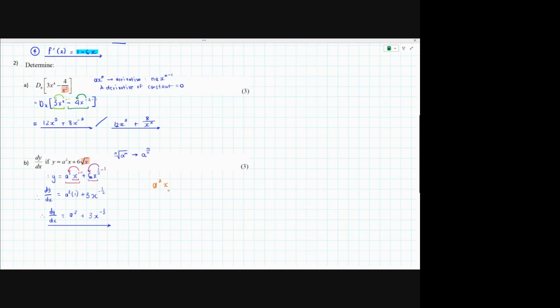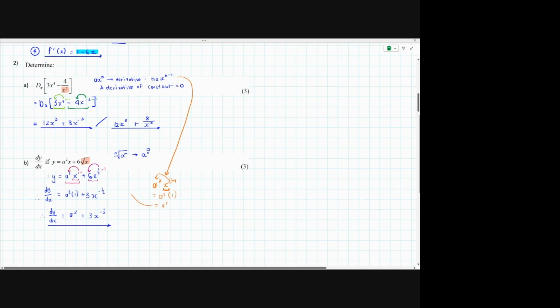If I want to find the derivative of this term, and I'm deriving in terms of x as my variable, that's what I'm going to apply this rule to. So x has an exponent of 1. My rule says take that exponent, multiply it by the coefficient. Now my coefficient is a squared, so 1 times a squared is just a squared. My rule then also says subtract 1 from the exponent, so you end up with x to the power of 0, which is 1.